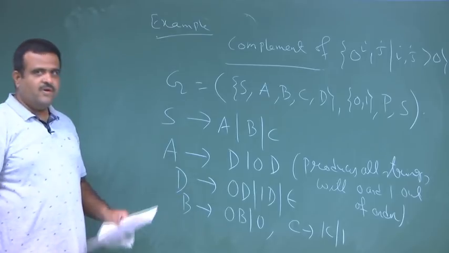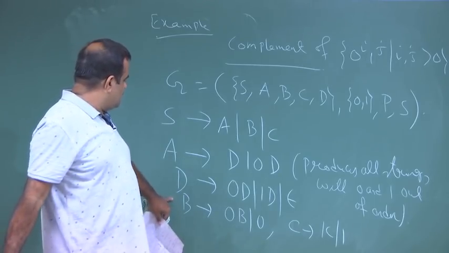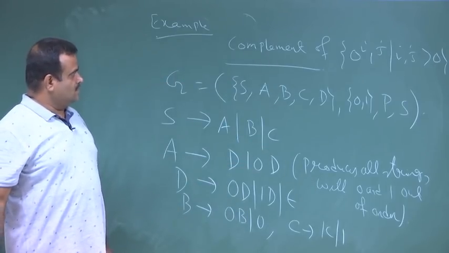So, these are the rules, these are the productions by which we can generate the language which is the complement of this language.